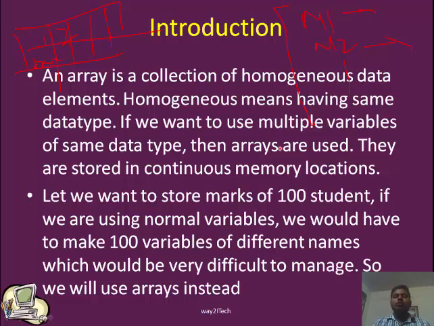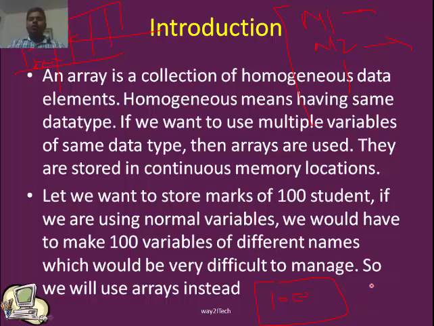Suppose you want to save details for 100 employees. For that you need to create 100 variables, and creating and using 100 variables is a very difficult task. So that's why we use arrays. An array creates variables of the same data type, and these variables are stored in continuous memory locations. Like this is a memory, and the array will be stored in a continuous memory location.